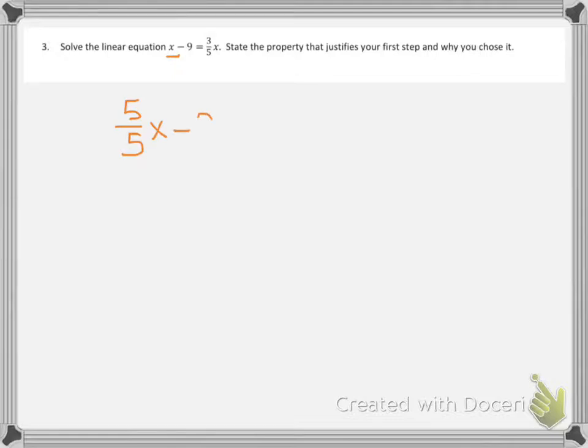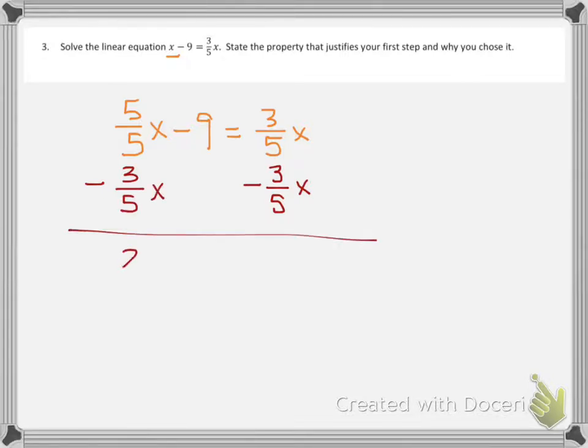5/5 x minus 9 is equal to 3/5 x. And so first thing I need to do is get all of the x's on the same side. I'm going to do that using the equality property of subtraction. And that just means I'm going to subtract 3/5 x from the right side, and I'm going to subtract 3/5 x from the left side. And that gives me 2/5 x minus 9 is equal to 0.